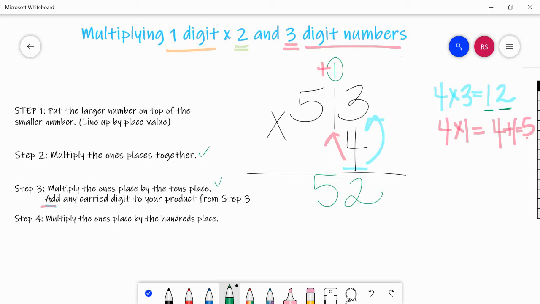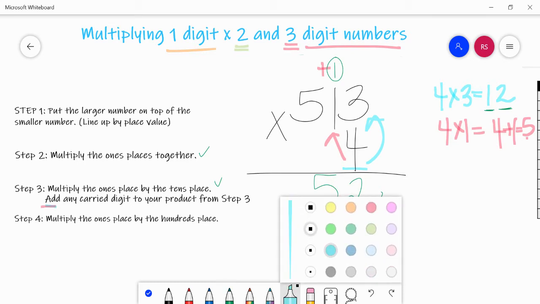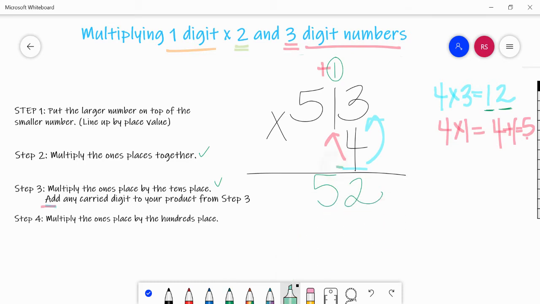All right, step 3 is done. Now I need to look at step 4 because this is a 3-digit number, so I'm not done yet. I need to now multiply the ones place by the hundreds place. So I'm going to take my 4 and multiply it by the digit that's in the hundreds place, which is a 5. So 4 times 5, let's count by 5s: 5, 10, 15, 20. 4 times 5 is 20.